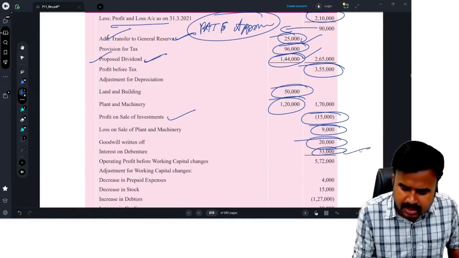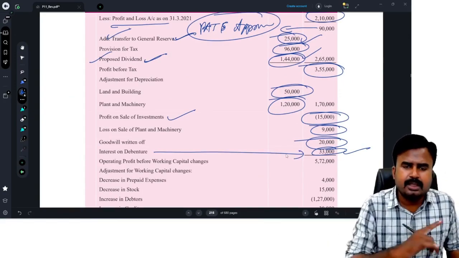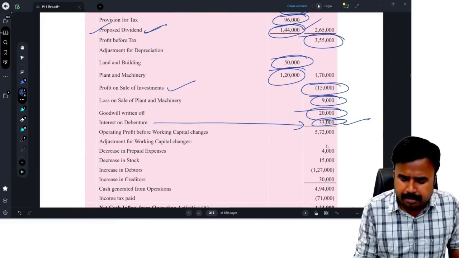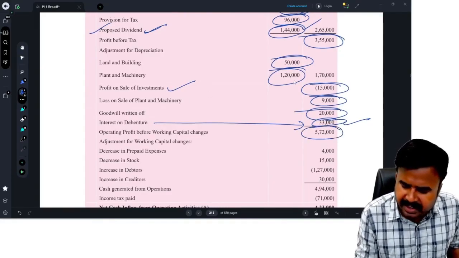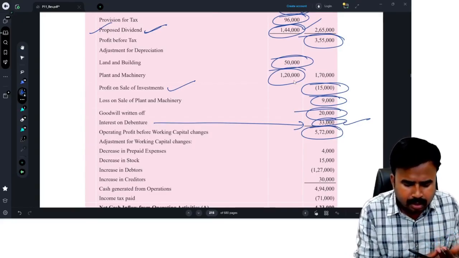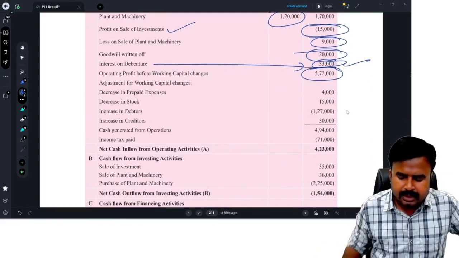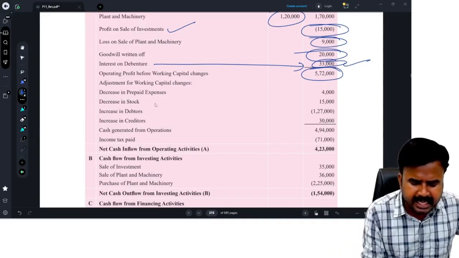Look at this 33,000 interest on debentures that is debited in current year P&L account, and that's a payment for the current year. Okay. So finally we got operating profit before working capital changes. See, we have adjusted every transaction here, non-cash items, non-operating items, and then interest expenditure also. Then finally, before working capital changes, you please go through the working capital changes.